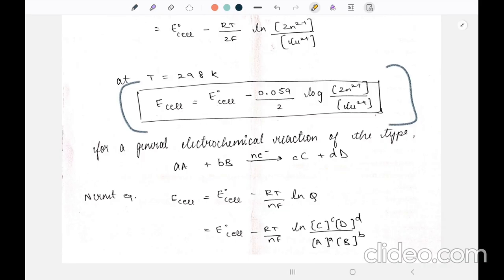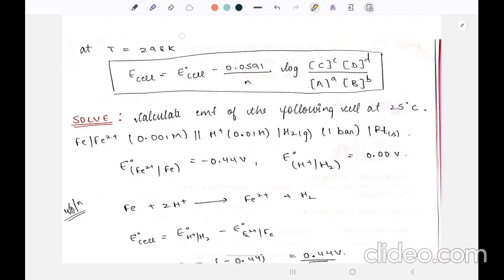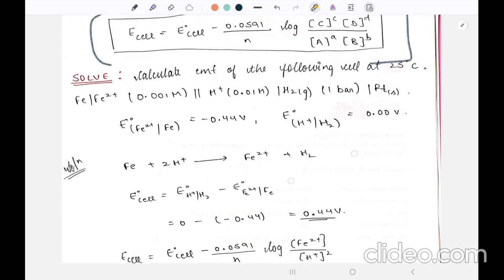So let us take the general electrochemical reaction of this type, and the small letters are actually the stoichiometric coefficients. Then here we can write ln Q, and this can be later written in this form, where on top we'll write the products and down we'll write the reactants, and they are raised to the stoichiometric coefficients. So if we take 298 Kelvin and we substitute the R and F values, we get the reaction to be as follows. Now let us solve the question.